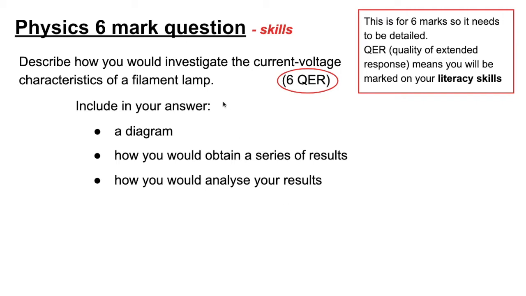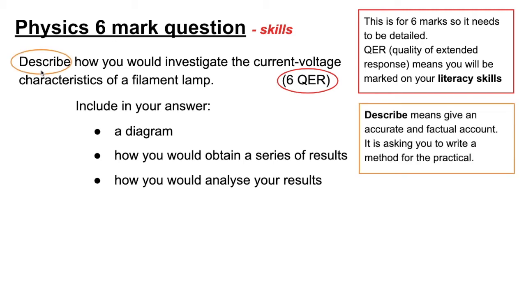I would say, first of all, there's a clue there in investigate. Investigate means it's a practical. We're looking at current and voltage measurements. And basically a filament lamp is a bulb. So it's a circuit with a bulb in it. And we're looking at current and voltage. Okay. The command word there, describe.